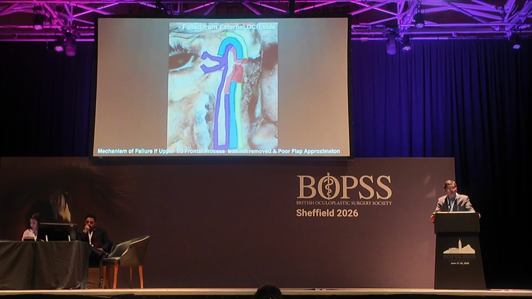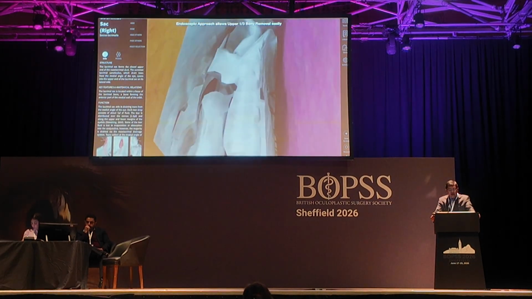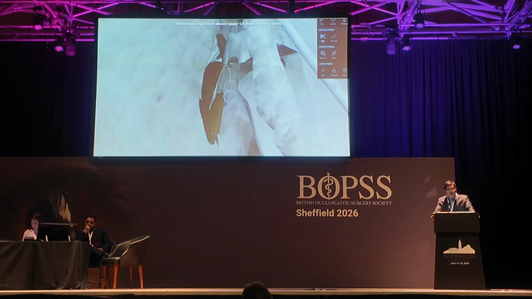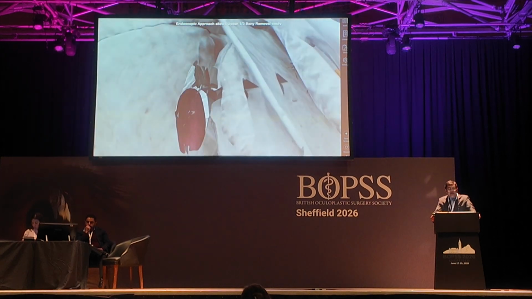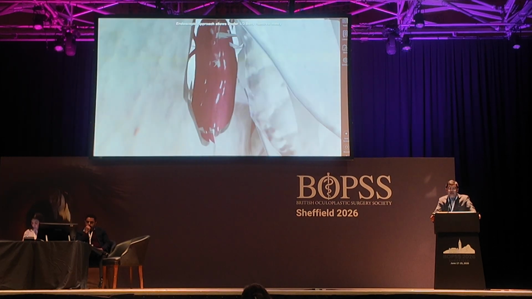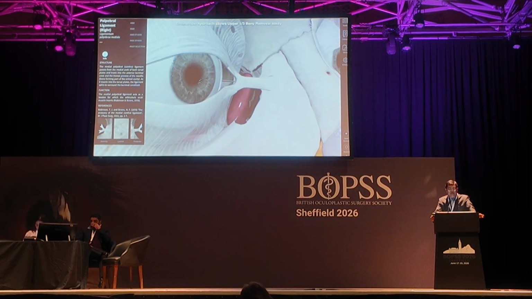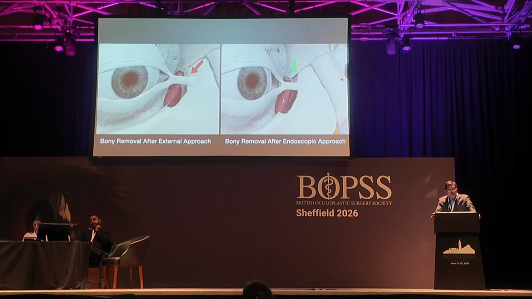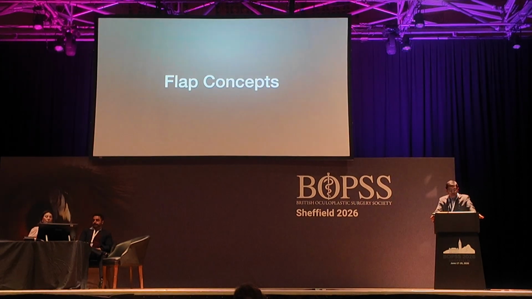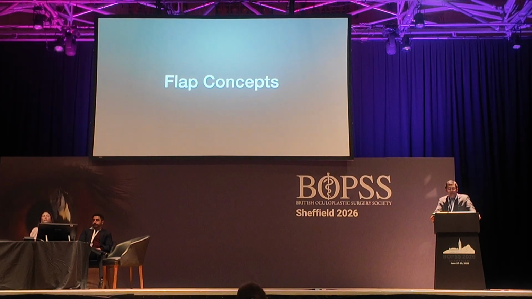That's going to make the revision so difficult, and after that, there's going to be total blockage. From the endoscopic approach for removal, you can see that we can remove the upper one-third of the bone adequately. This is one of the most important advantages of the endoscopic approach compared to the external approach. You can see in this one, the green arrow shows the bone that we can remove more than the external approach.